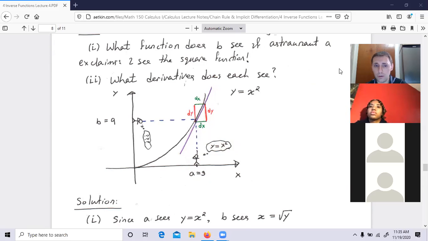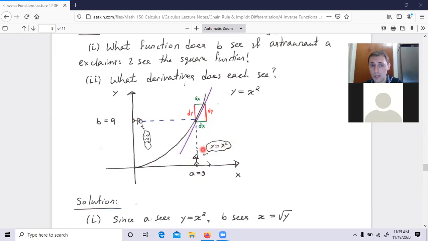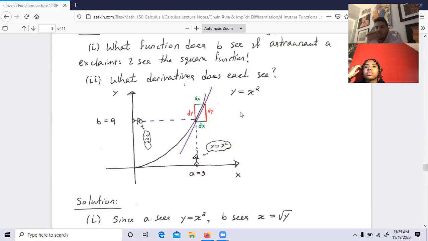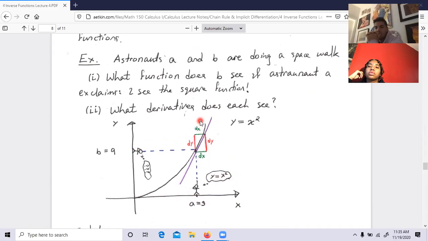Pay attention, guys. So this is a tangent line. Now, they agree that the same line is a tangent line, right? So both astronauts, on the y-axis and on the x-axis, see the same line that approximates the curve. So they both agree it's a tangent line. Will they agree on the slope of this line? Will this astronaut and that astronaut measure the same slope when they are looking at this line?